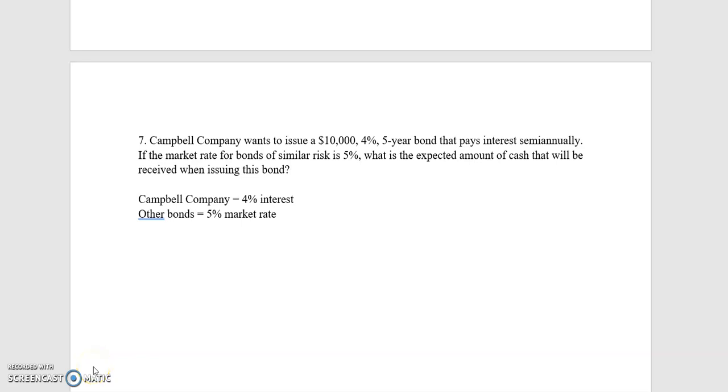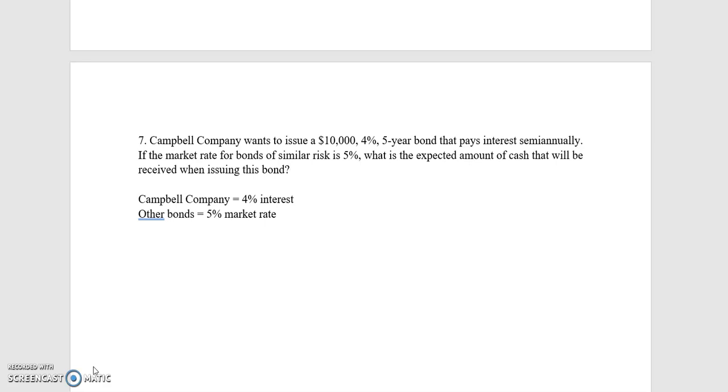All right, picking up where we left off, we are dealing with Campbell Company, who has a bond with a 4% interest rate, while the market has bonds of similar risk that offer an interest rate of 5%. Since investors could get a bond like ours on the market at 5% and ours only pays 4%, Campbell Company is going to be willing, and when I say our, I'm talking about us as Campbell Company, Campbell Company is going to be willing to issue this bond at less than face.